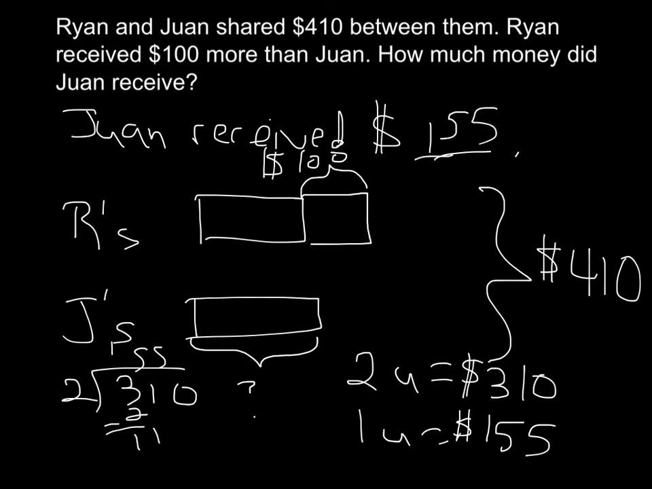I always think the most important part of these is to then go back and check my answer and make sure it's correct. And so let me go ahead and put a 155 in these bars. And let me just say, Ryan and Juan shared $410 between them. Well, 155 plus 155 is 310. 310 plus 100 is 410. And so we see that our problem was done the correct way.